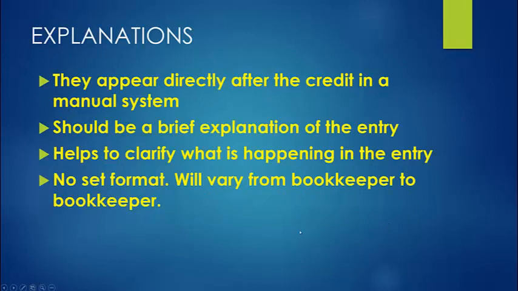Now, explanations are pretty important. If you're using a manual accounting system, you would just enter that under the credit. Once you enter the credit, you just enter the explanation for the journal entry. It should be very brief. Everybody's explanation is going to be a little different from another person's. So, it will be in the bookkeeper's own words. It just helps to clarify what the entry was for. There's no set format.